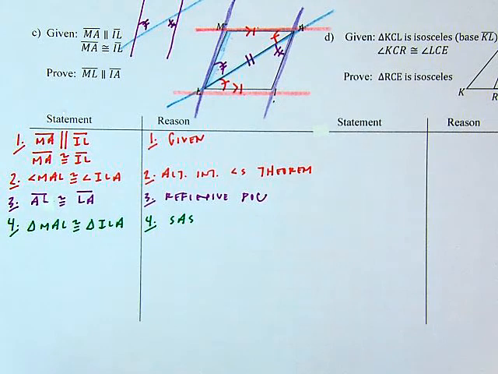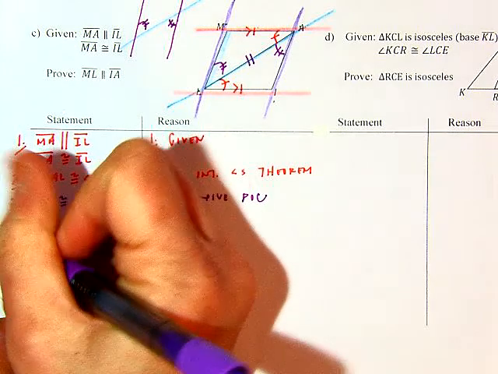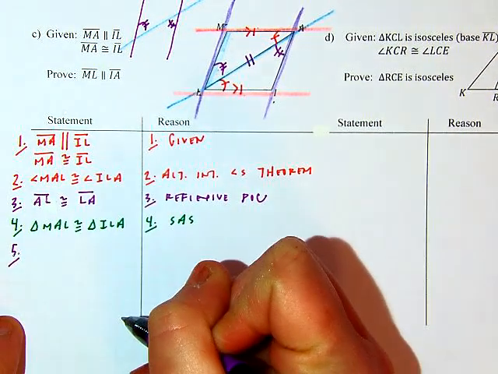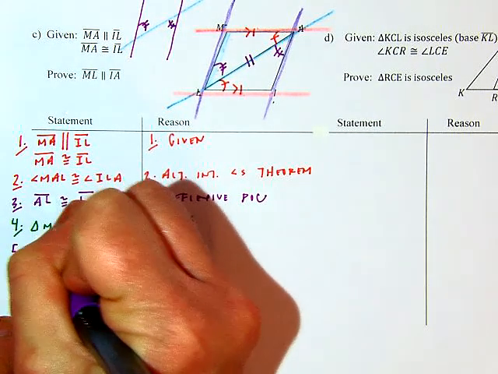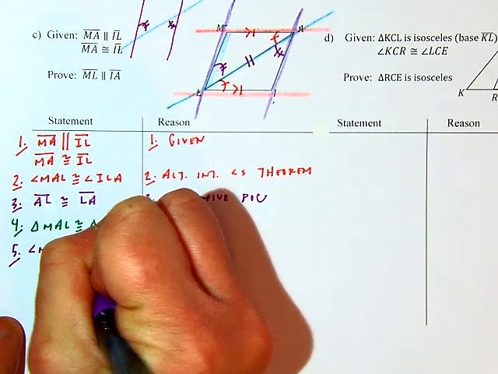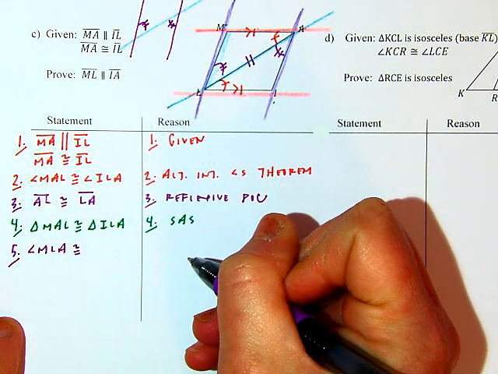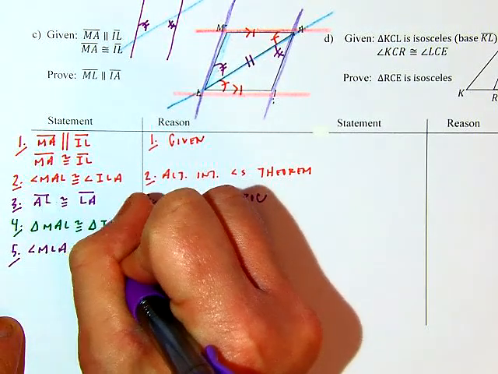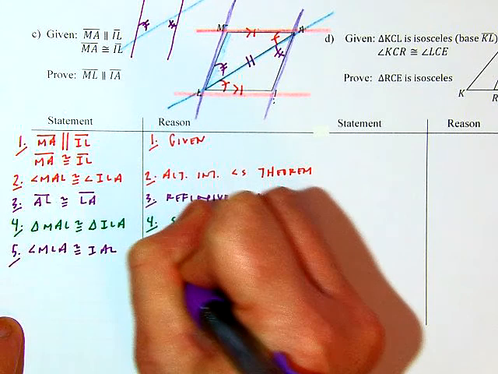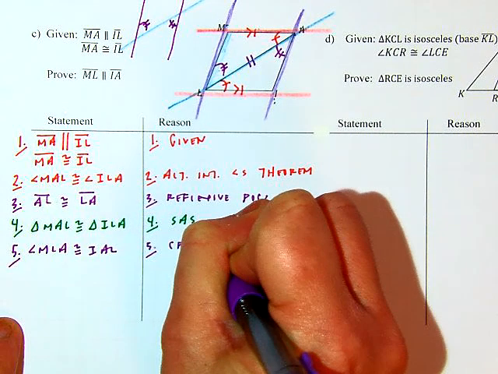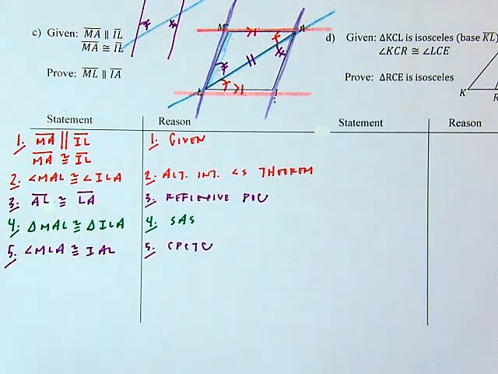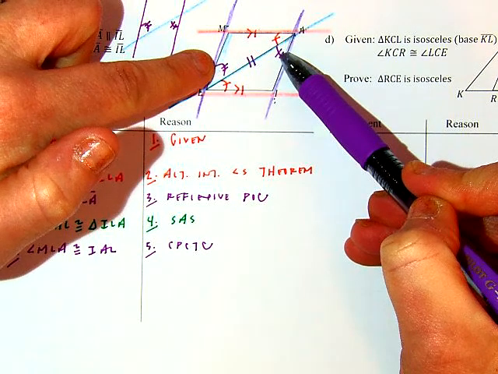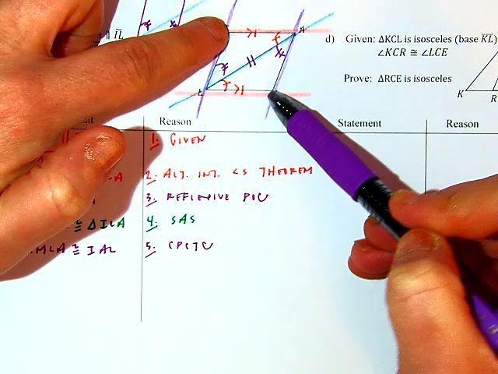Yes, because again, CPCTC. So I can say here next that angle MLA has to be congruent to angle IAL. CPCTC. So I want to look at, again, the angles that are left and see which one's going to help me make a connection, right? I know that these two angles would have to be congruent, CPCTC. So would these two angles.